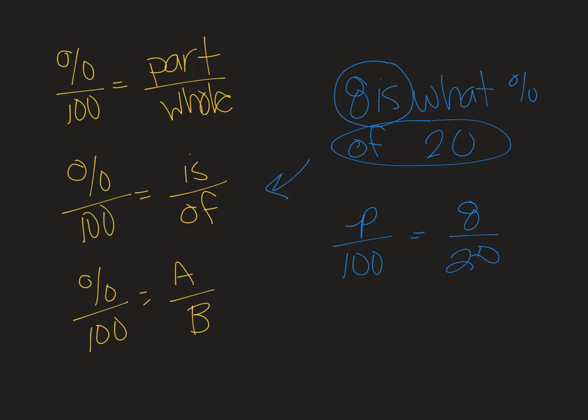So all you have to do is cross multiply. So you're going to do P times 20 to give you 20P. And 100 times 8 to give you 800, and then you'll divide by 20. So you can just take your calculator and do 800 divided by 20, and you should get 40. And this is a percentage, so the main thing here is going to be remembering, is this answer a percent or is it not?